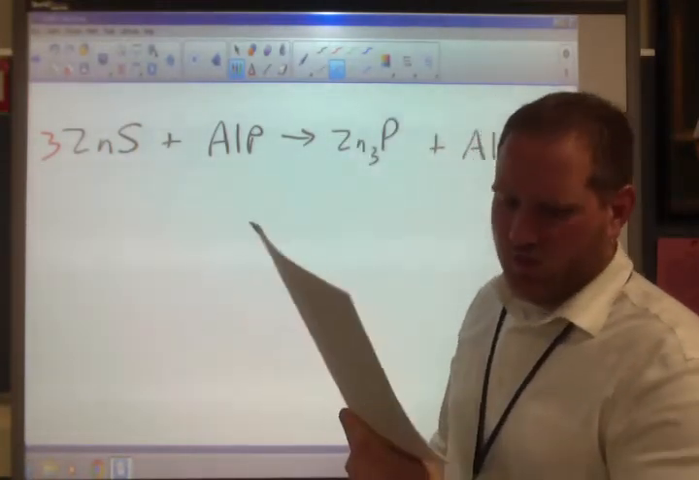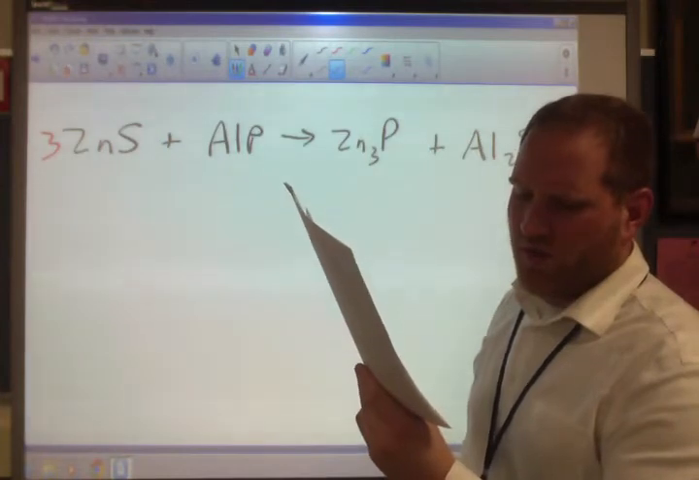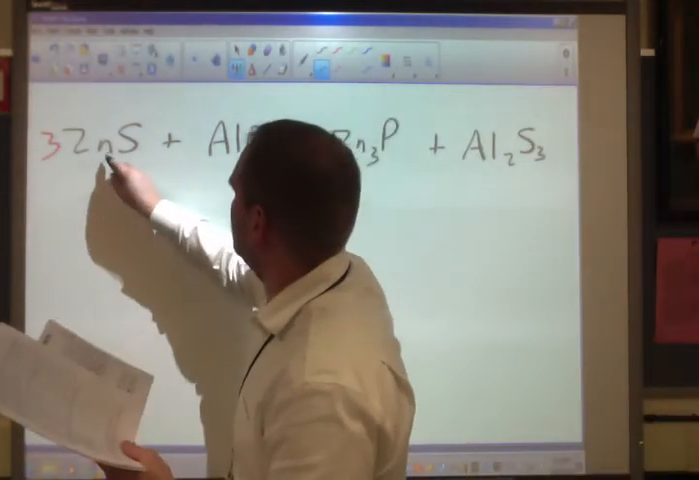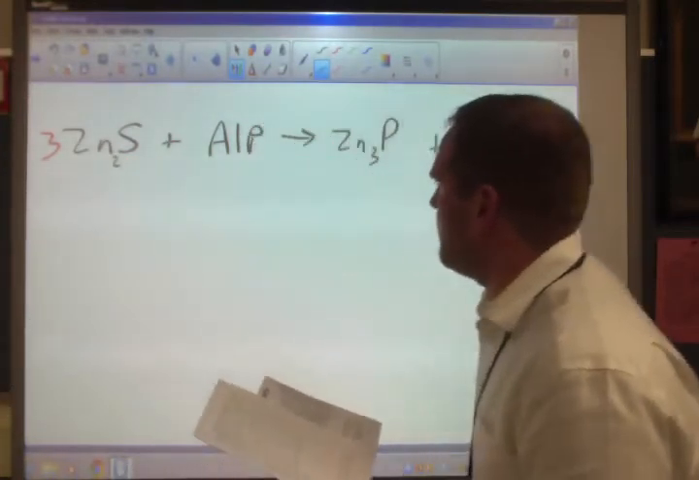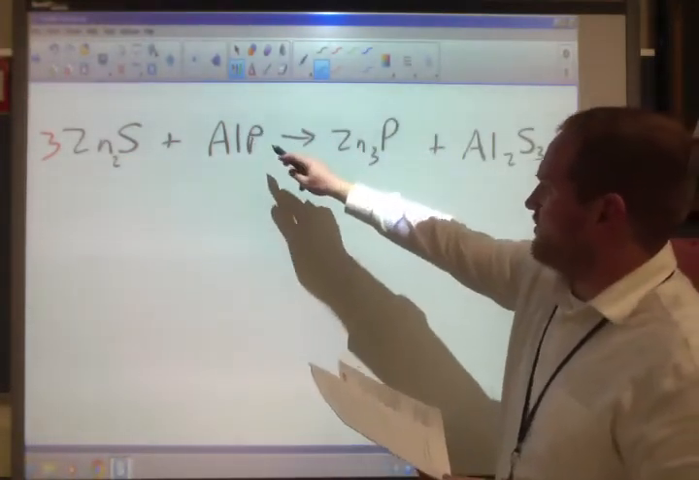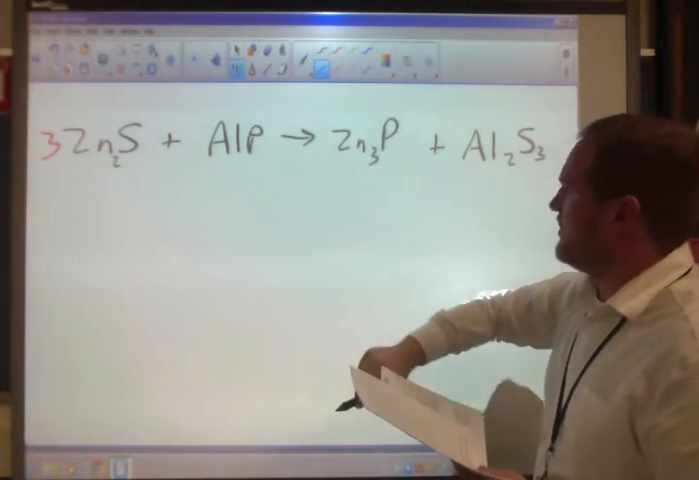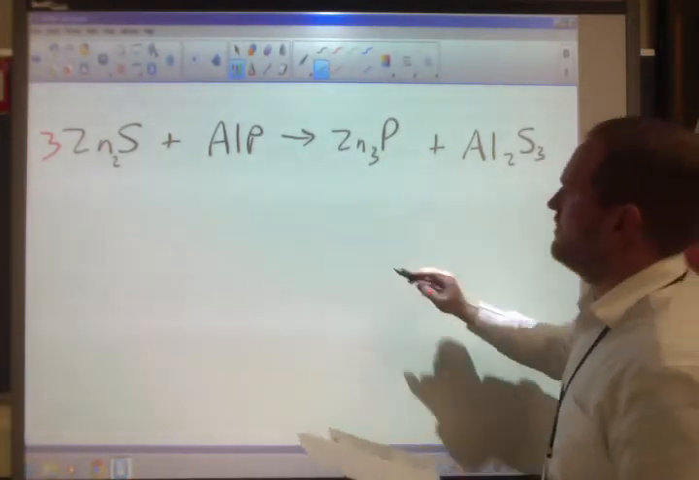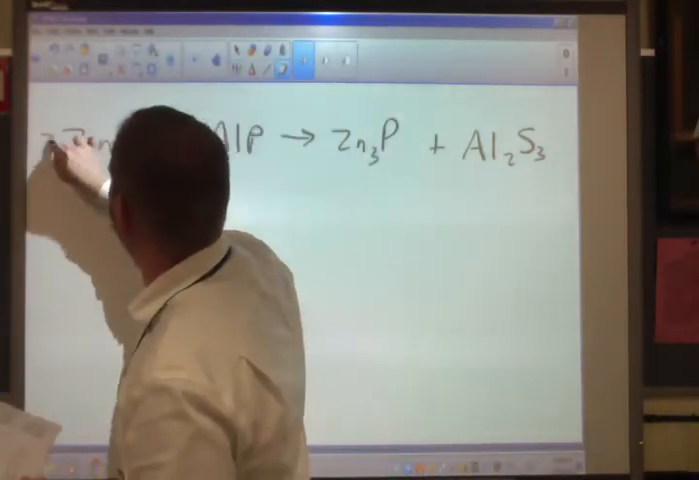Zinc always forms a +1. So zinc can never bond to a sulfur as ZnS. The way this really should look is like this: Zn2S. AlP works because P is 3 minus and Al is +3. That works, and this now works. So let me redo this.